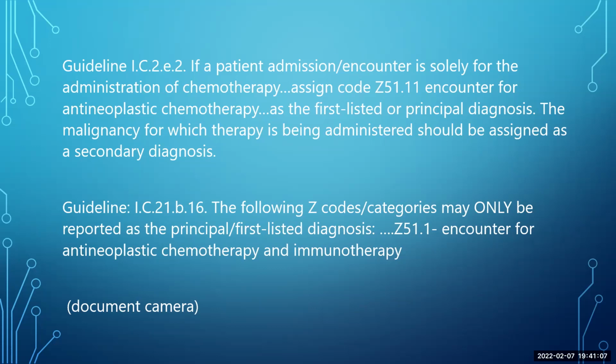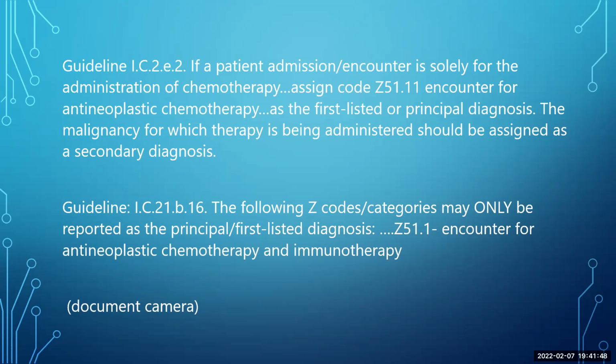So if a patient admission is only for chemotherapy, that's the main purpose of it, you should list the first listed diagnosis as Z51.11. The malignancy, so the growth or the cancer for which the therapy is being provided, should be assigned as a secondary diagnosis. So this is helping us with sequencing. Z51.11 is for anti-neoplastic chemotherapy, so chemotherapy that's for a cancer, and then a second code should be assigned for the cancer itself.